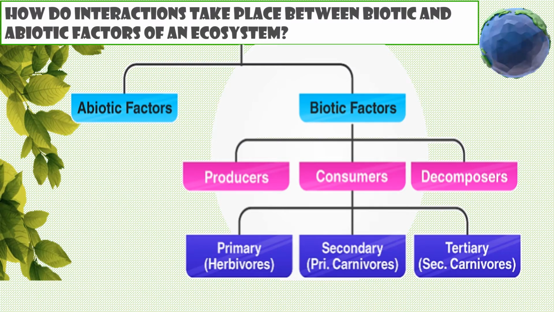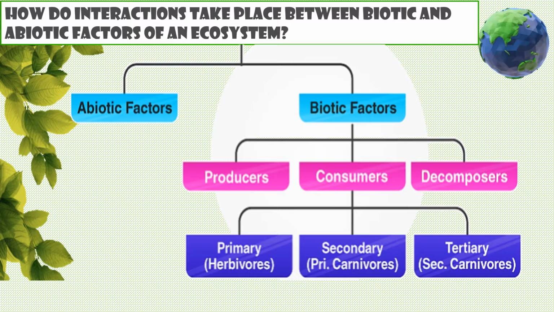Consumers are further divided into three: primary consumers, that are herbivores; secondary consumers, that are carnivores; and tertiary consumers, that are secondary carnivores. And the third biotic factor is decomposers like worms, fungi, and bacteria. These decompose, that is, break down the dead and decaying organisms into simpler substances, and then provide them to the soil again. So this is how the interaction actually takes place between biotic and abiotic factors in an ecosystem.